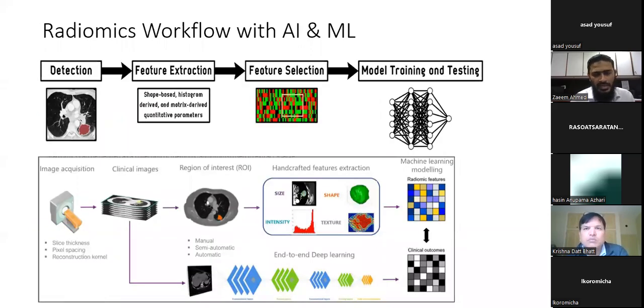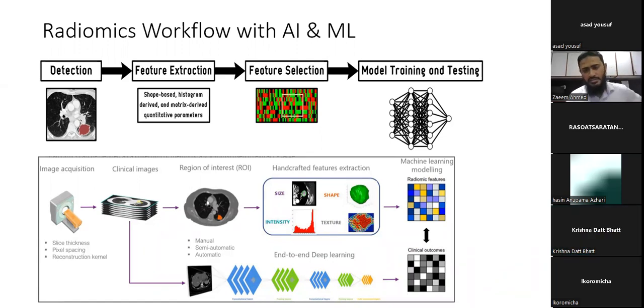Earlier we talked about the classical radiomic workflow. With the emergence of AI and machine learning, the application of radiomics along with AI and machine learning enhances the output. Radiomic features are available to make the models more effective. So if you are using an artificial neural network, you can also add radiomic features to it, and it would enhance the accuracy of the model.